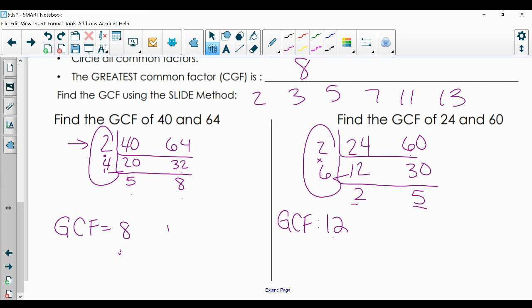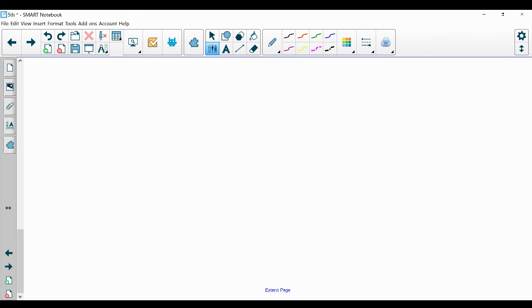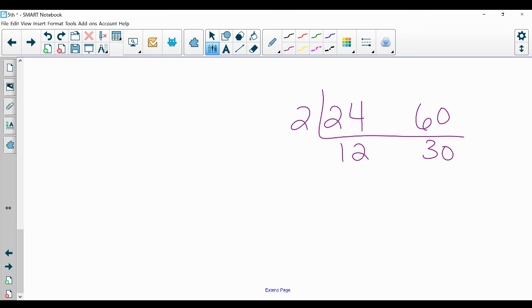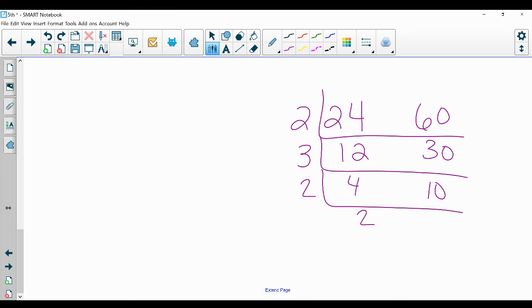Some of you could have done 2 and you got 12 and 30. Somebody saw 3. You get 4 and 10. They're both even, so I can't stop. So I would go again: 2 and 5. You're going to end up with the same numbers at the very end. You just may have to take more steps, or you might do a different order.